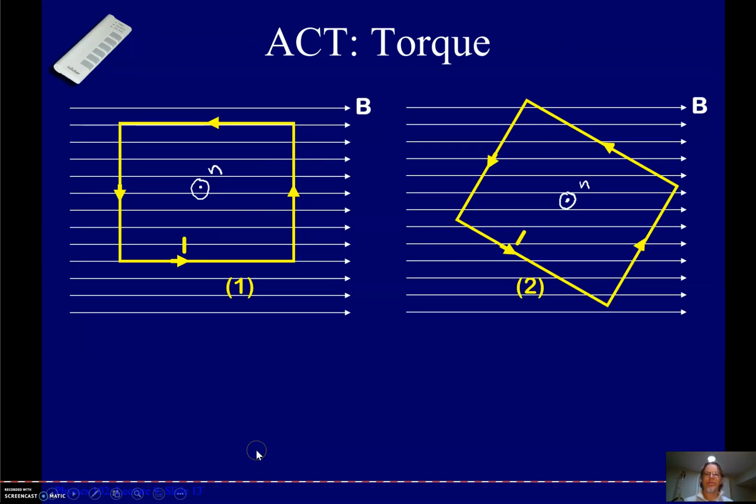Alrighty, so here we go. Hey, it's an ACT question maybe? Or that's not an ACT question. But a question is going to be, the current goes this way. What direction is the net torque on the thing? Well, start up your right-hand rules.